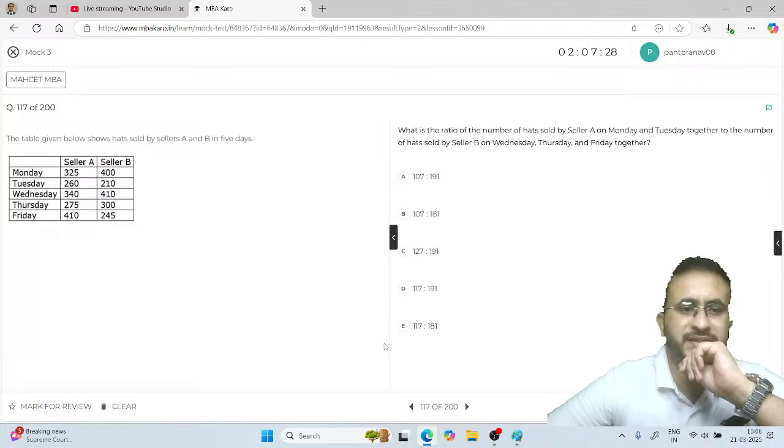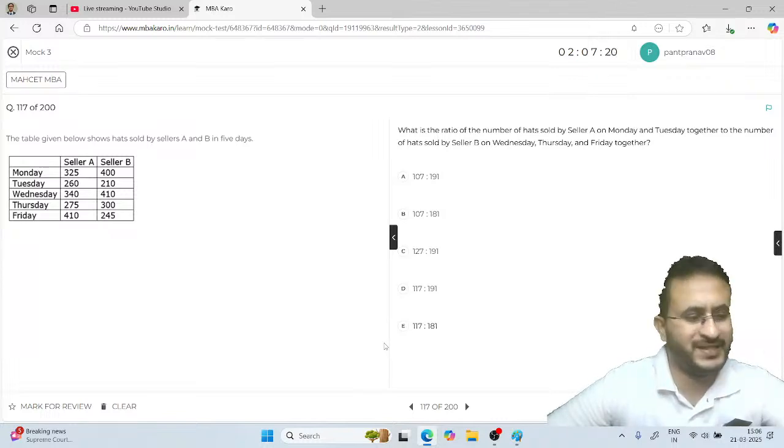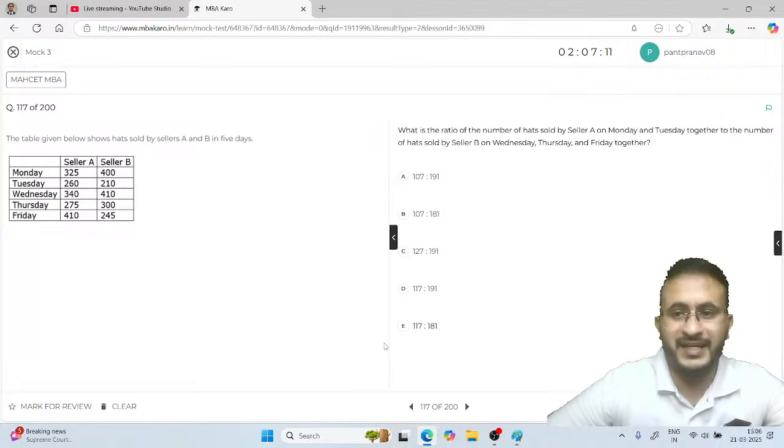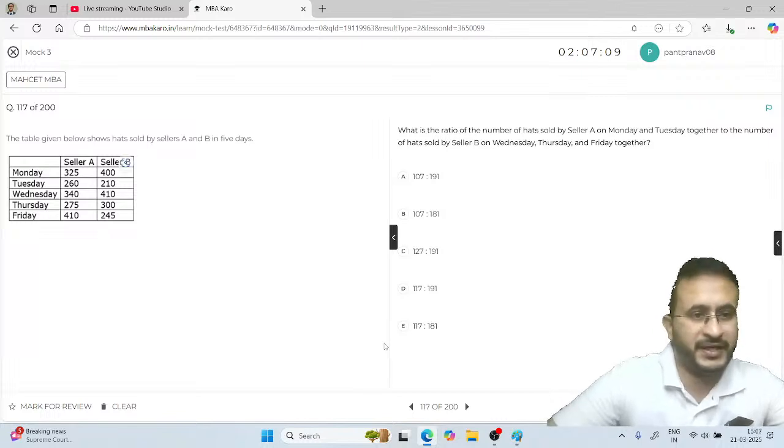It says that hats sold by seller A and B in 5 days. Okay, seller A, seller B. Now, it looks quite easy because it is a very basic calculation, and there is no pie chart from which you have to extract values. So let's attempt this. Ratio of the number of hats sold by seller A on Monday and Tuesday together. Monday and Tuesday.